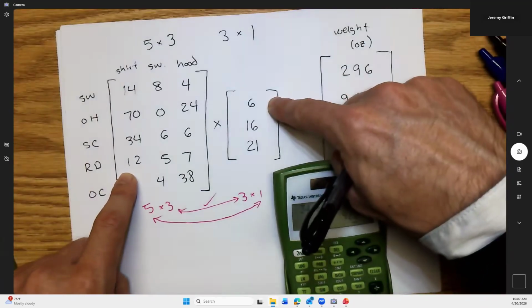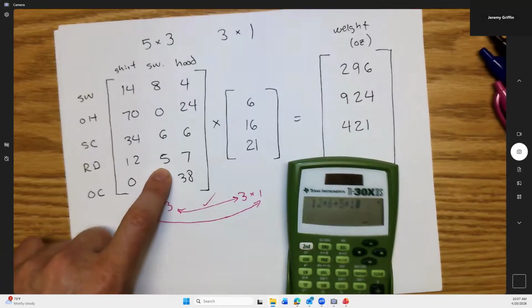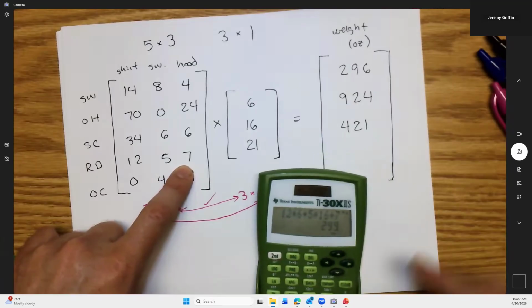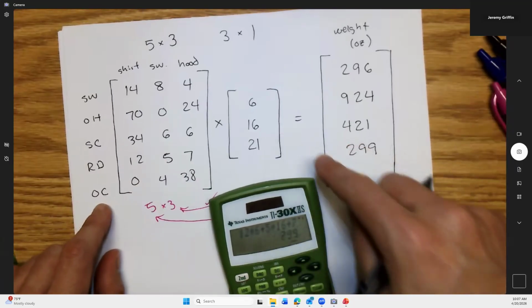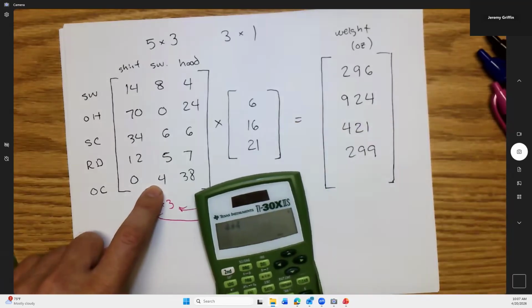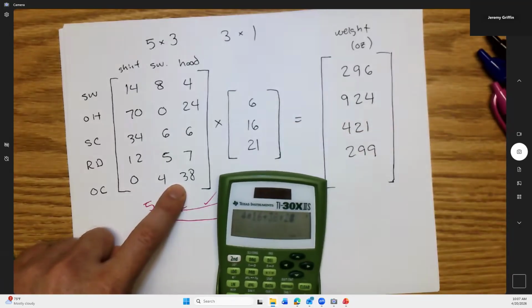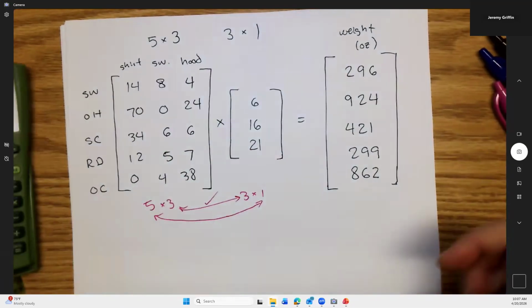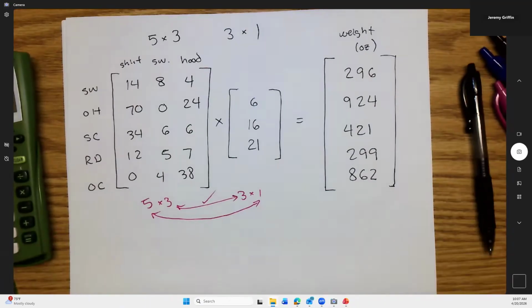I got 12 times 6 plus 5 times 16 plus 7 times 21. 299 ounces. And finally, O&C Dance. Got 0 times 6 plus 4 times 16 plus 38 times 21. 860 ounces. And now you have a product matrix to show you the weights of the 5 packages.